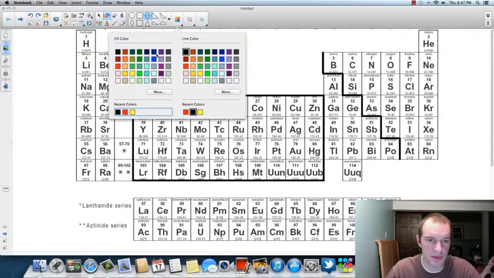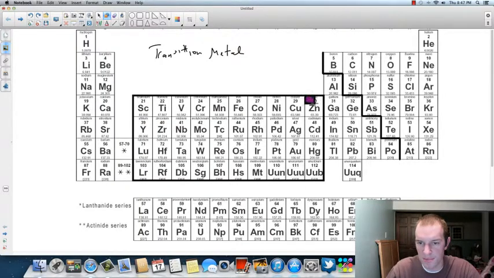The first exception that we're going to talk about is zinc. Zinc we know is always going to be a +2 ion. Silver is always going to be a +1 ion, and cadmium is always going to be a +2 ion. So within that whole block, anything else that's within this area right here, we know is going to be a transition metal.